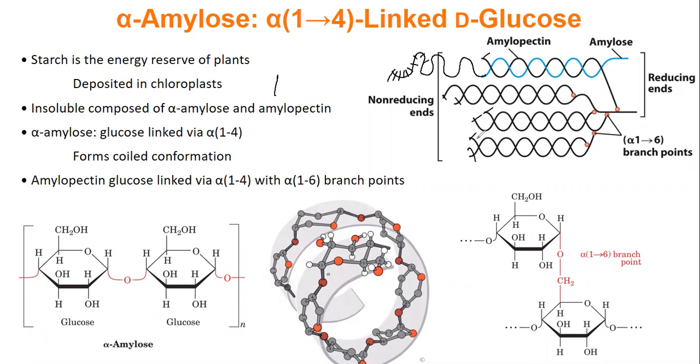So amylopectin is like a very fast supply of glucose, but you'll use it up quickly because you're chopping off a lot. Amylopectin is your fast release. Amylose is more your slow release, where I can only chop off 1 at a time, but it's going to be a steady rate. So that's why it's your long-term storage.